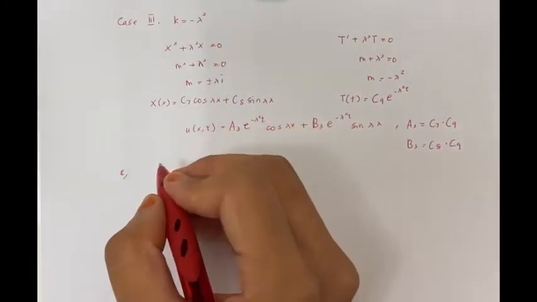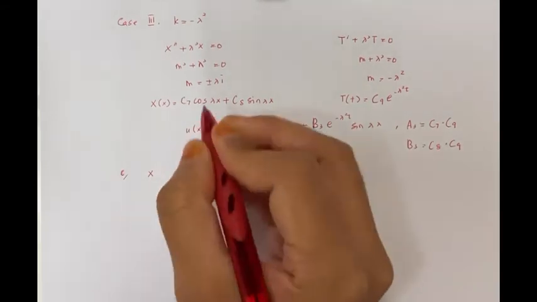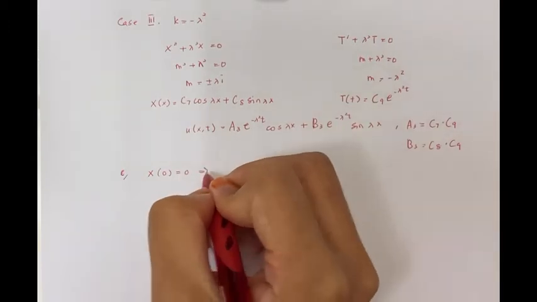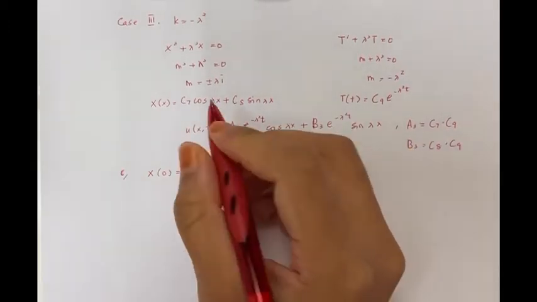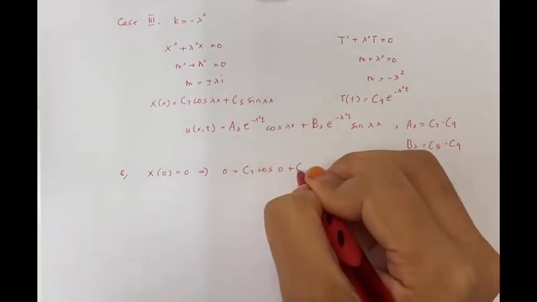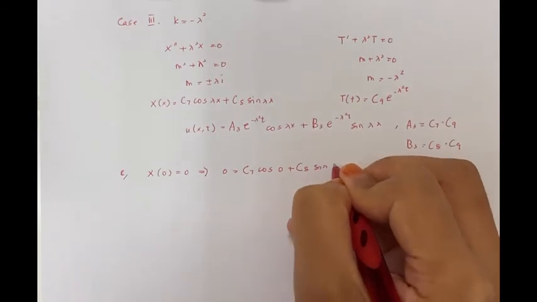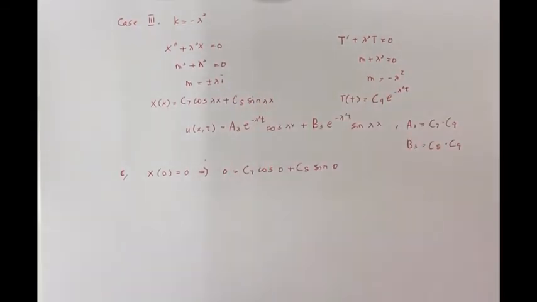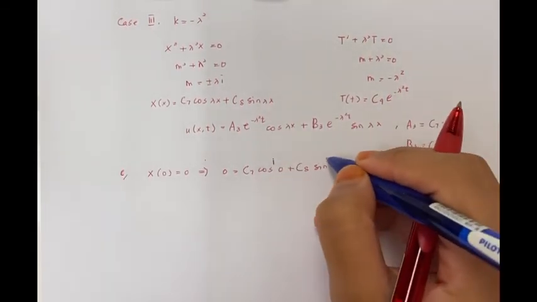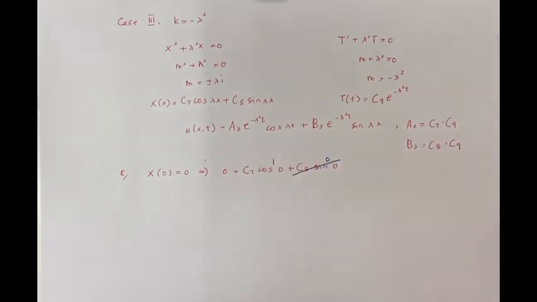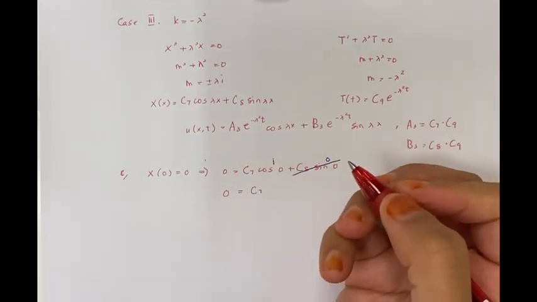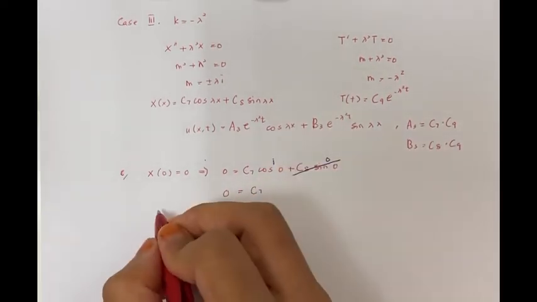So first we have X(0). So you know your X. X(0) equal to 0 means you have 0 equal to c7 cos 0 plus c8 sin 0, when you substitute x equal to 0. So cos 0 is equal to 1, sin 0 is equal to 0. So basically you don't have this term, and you just have 0 equal to c7. So c7 is equal to 0.